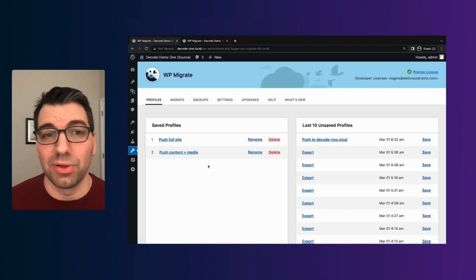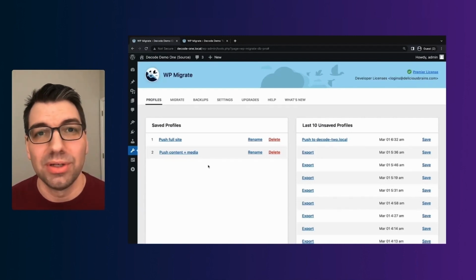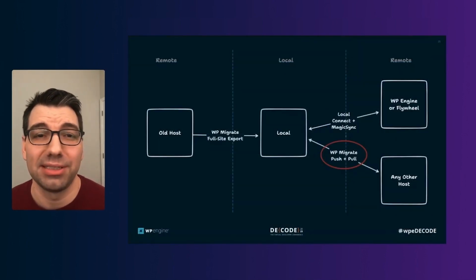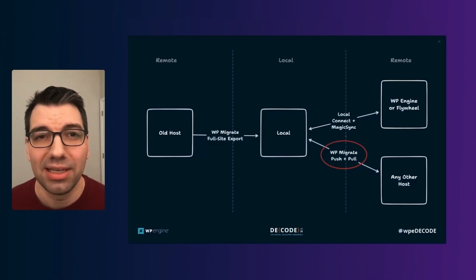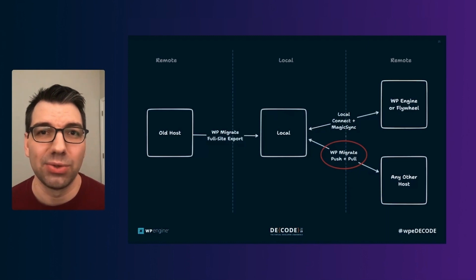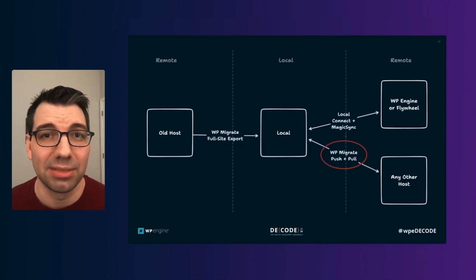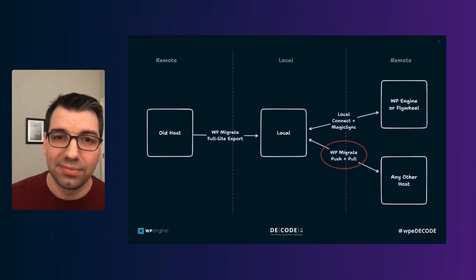So that concludes our workflows using Local and WP Migrate to move from remote to local and back to remote. As you can see, now our game plan is complete. We have solutions for moving out of the remote site using a full site export from WP Migrate, drag and drop importing that into Local, and then pushing up to WP Engine or Flywheel or any other host. So this is just the tip of the iceberg when it comes to migration solutions and what's possible when you use WP Migrate and Local together.